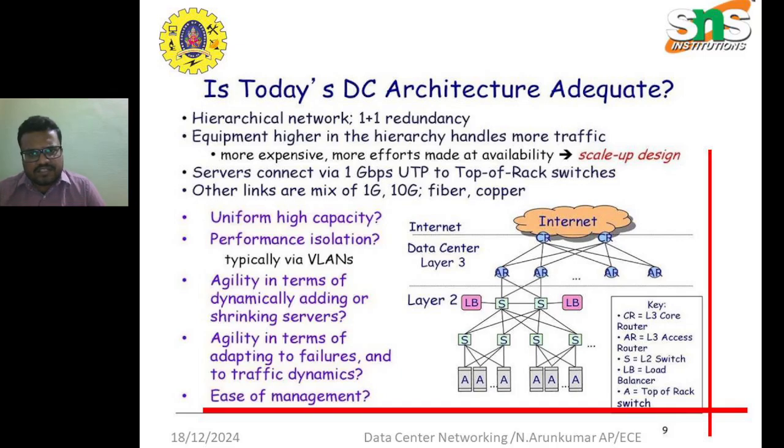Is today's DC architecture adequate? Already Cisco prescribed one model. So based on the model, we can configure all the data as preferred, so that they are able to catch the information without any delay or modification, or without any distortions. So this is one of the techniques used for forwarding the information up to 1 gigahertz, 10 gigahertz also.